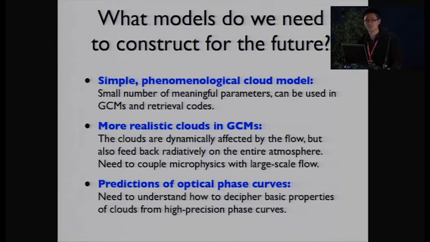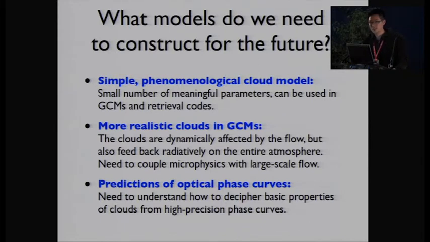What models do we need to construct for the future? So the study of clouds has a long, I would say, torturous history in many parts of astronomy. And we need simple, clear, phenomenological cloud models with a small number of parameters so that we can put them into retrieval codes and GCMs and so forth.